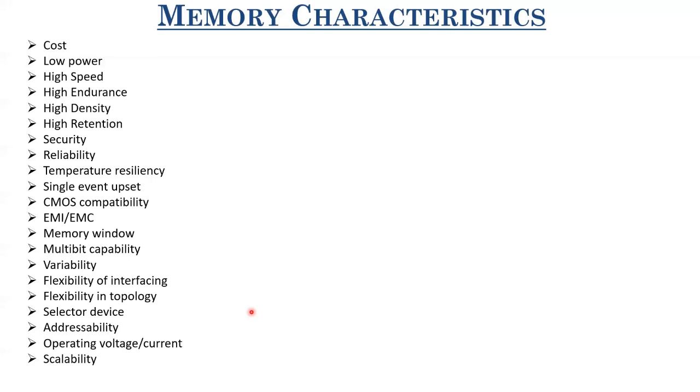Last but not the least is scalability. Density is something which tells you how many cells per unit area, but scalability is something which tells you the potential to reduce that area further. So we need memory cells which have the potential to reduce their dimension further without compromising their performance or while improving their performance. So these are a few of the memory characteristics which are really important, and we should always look for them whenever you are going to take a wise decision for choosing any memory device or designing any memory device.